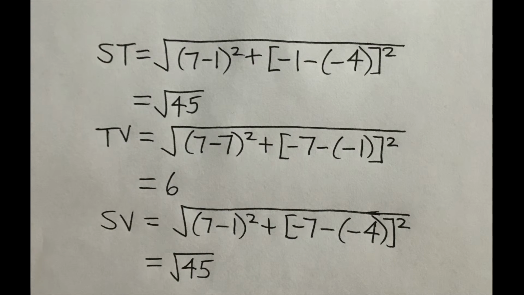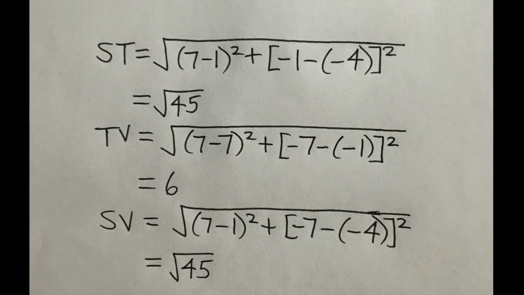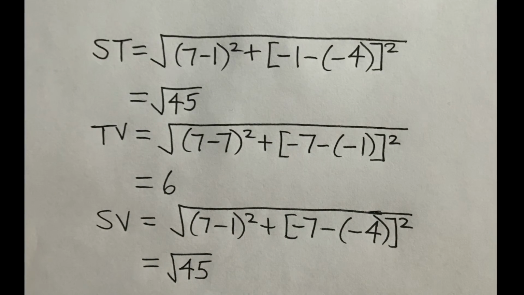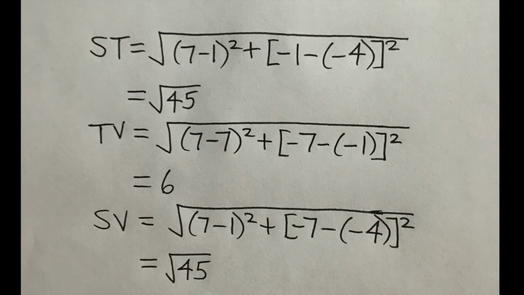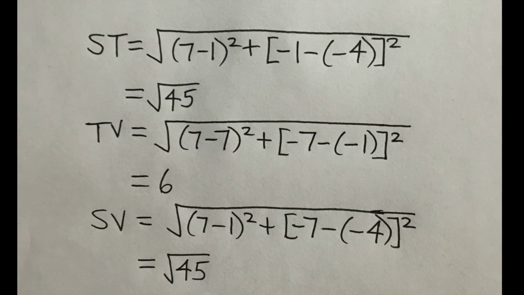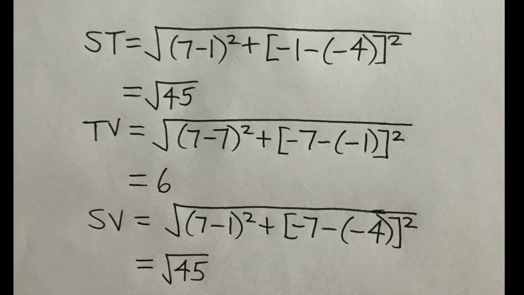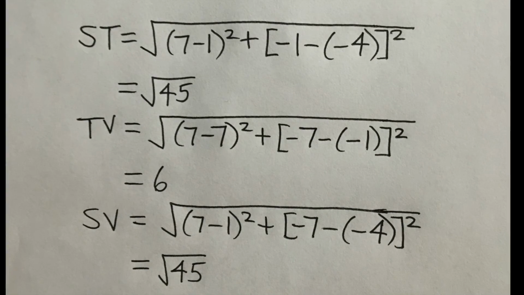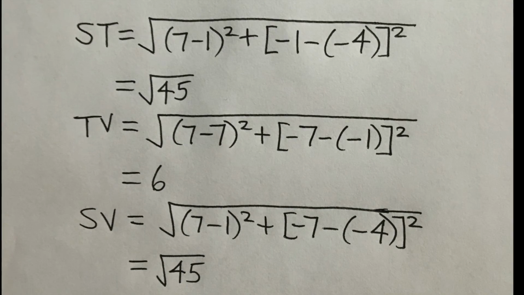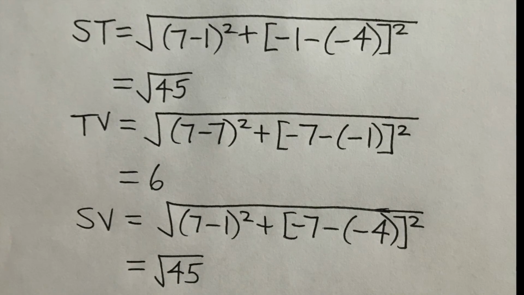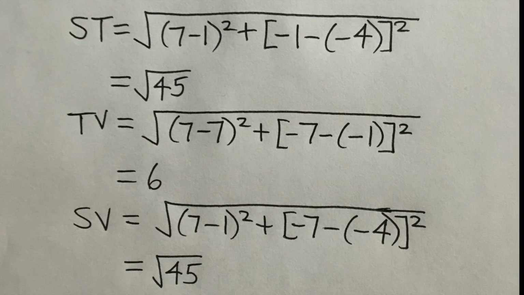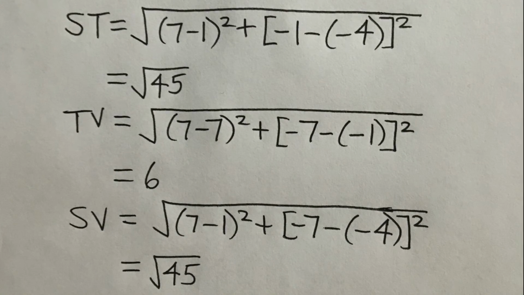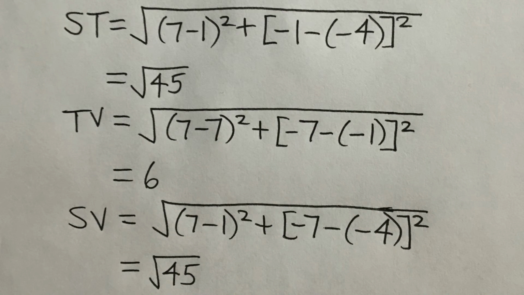Then we're going to find the distance of the sides of triangle TVS. ST equals the square root of (7 minus 1) squared plus (negative 1 minus negative 4) squared, which equals the square root of 45. TV equals the square root of (7 minus 7) squared plus (negative 7 minus negative 1) squared, which equals 6. SV equals the square root of (7 minus 1) squared plus (negative 7 minus negative 4) squared, which equals the square root of 45.